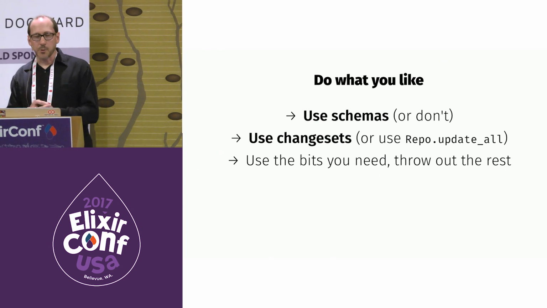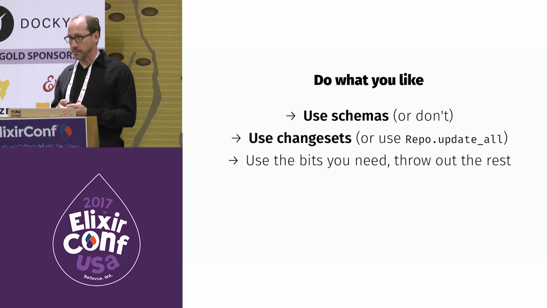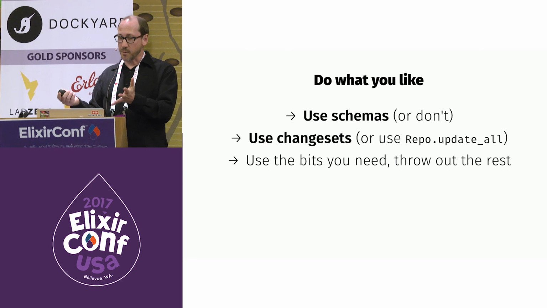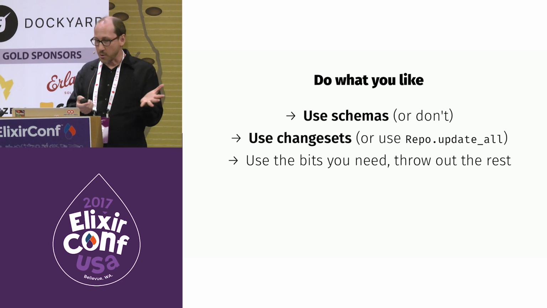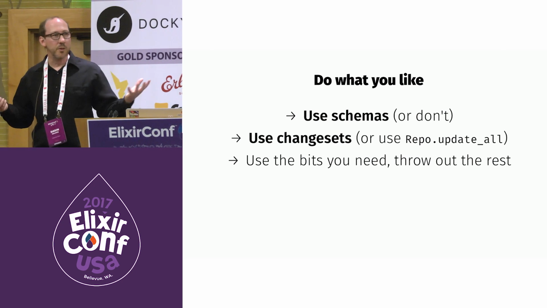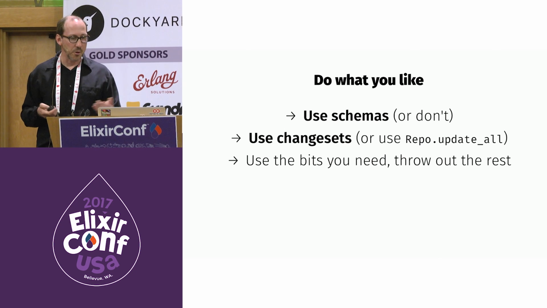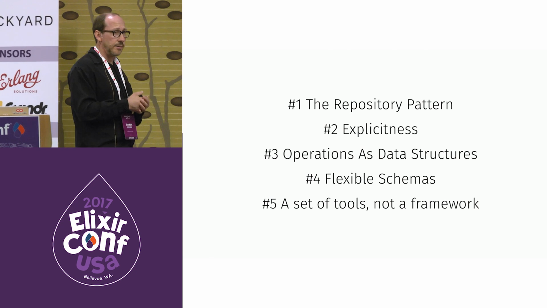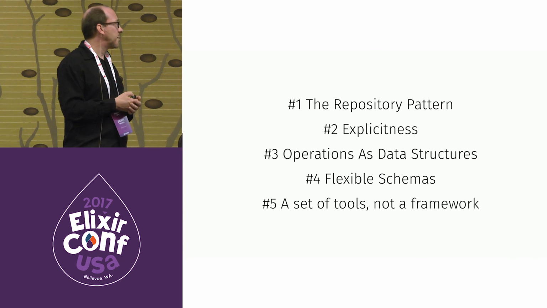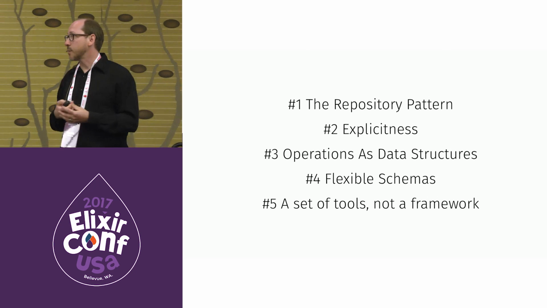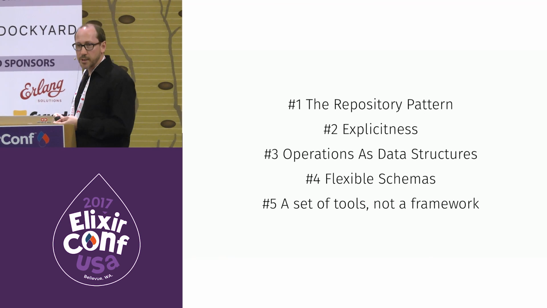Because not all projects are created the same, and not all databases are created the same. And the way you use Ecto on one project might be very different than the way you use it on another project. It's got the power and the flexibility behind it so that you can craft the approach that you want. There's no one right answer. So, 5 big ideas I hope you'll take away with you. The repository pattern, explicitness, operations as data structures, flexible schemas, and again, always think of it as a set of tools.